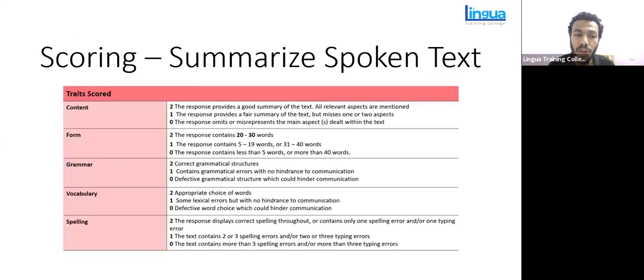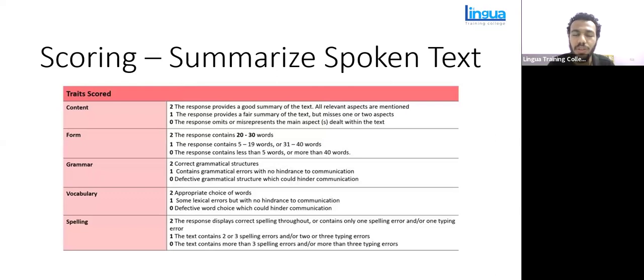You will be scored on the content, form, grammar, vocabulary, and spelling. Spelling is something you need to get to the maximum score of: 2 points, something easy to score. Just make no spelling mistakes. If all things are correct, you get it. Grammar: correct grammatical structure, no grammar mistakes, you get 2 points.